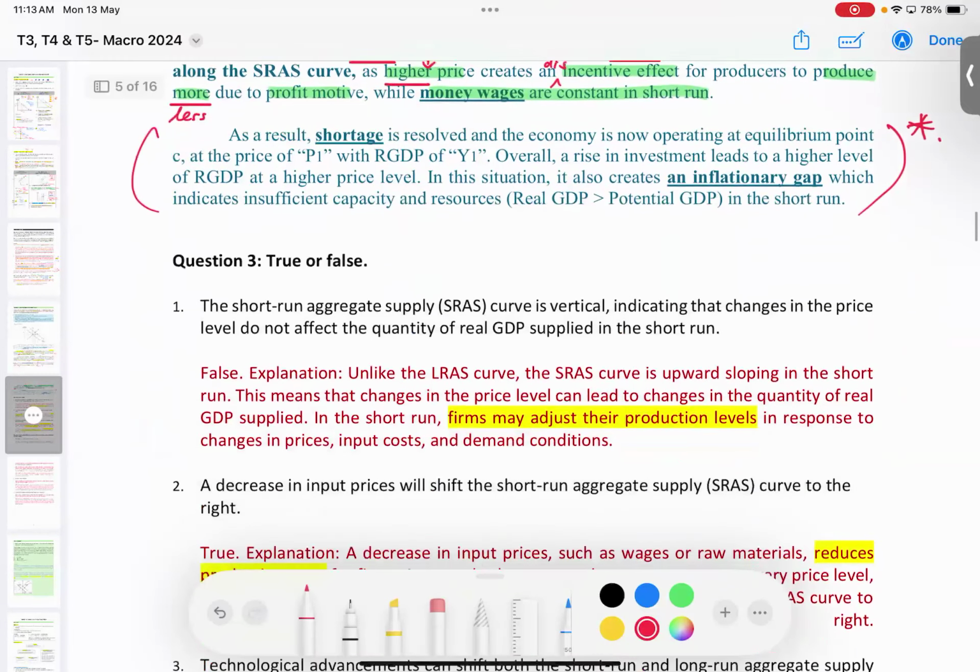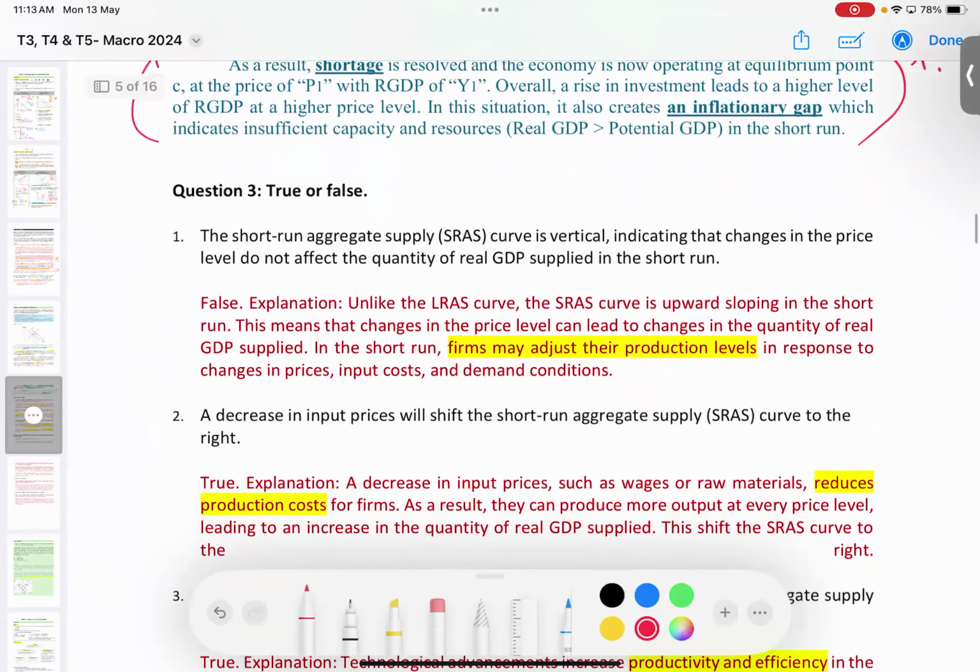Okay, question 3, true or false? The short run aggregate supply curve is vertical, indicating that changes in the price level do not affect the quantity of the real GDP supply in the short run. Okay, so apparently this is wrong, because the SRAS curve is not vertical. Only the LRAS curve is vertical. So the SRAS curve is upward sloping in the short run.